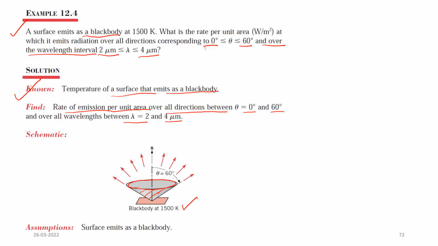solid angle and how much radiation is leaving in this particular range of theta varying between 0 to 60. If I take theta at this particular location, the value of theta is 0, whereas if I go up to this particular point, the value of theta is equal to 60 degree. So the assumption is that the surface emits as a black body. It's not really an assumption, we have already been given this in the first line of the question itself.